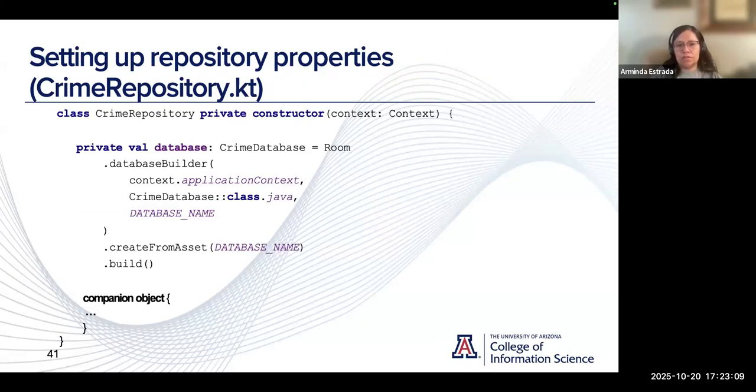So then, looking at the repository properties, here we have the current repository, which is a private constructor. We call in the database, and this database is set equal to Room's database builder. So Room.databaseBuilder, we have a context. In this case, we call in the database class.java. Yes, you do have to use that Java because that's really what's running in the background. We use Kotlin as our programming language, but Java is really what's running in the background. And so in here, we call in the database name. So we create from asset, then we call in the database name, and then set up the companion object.